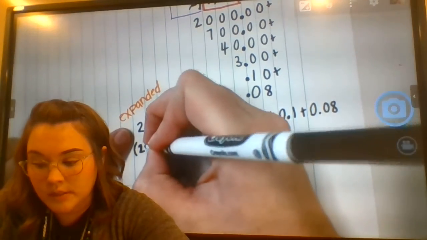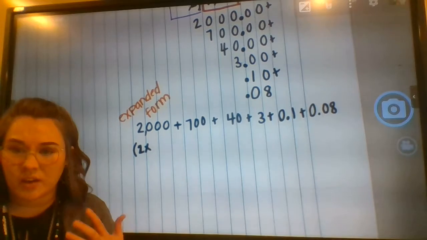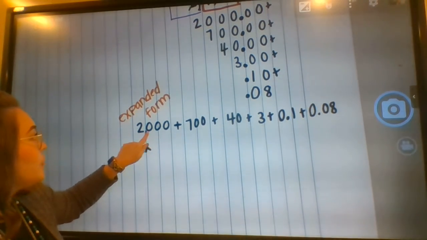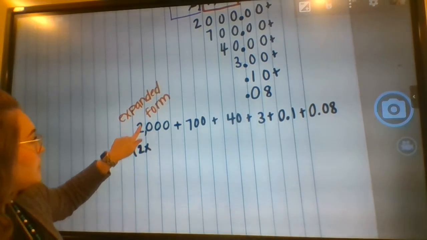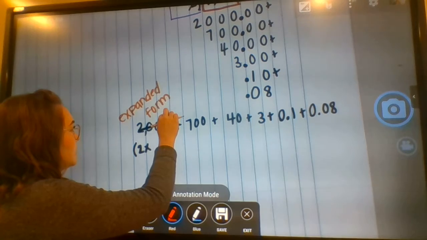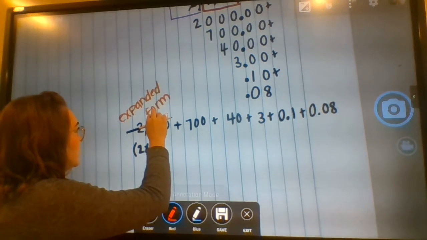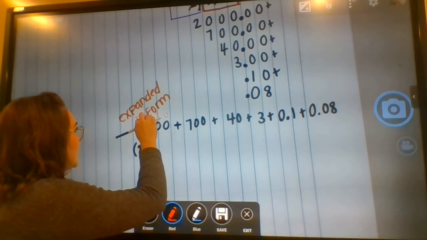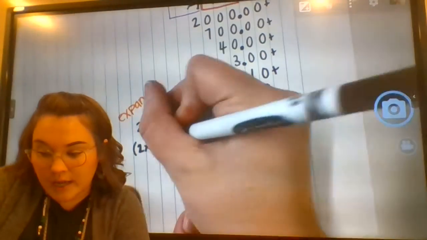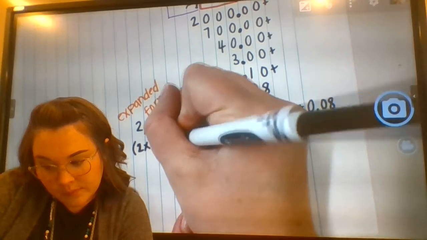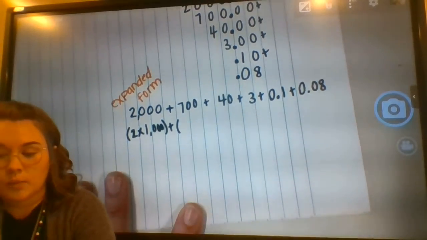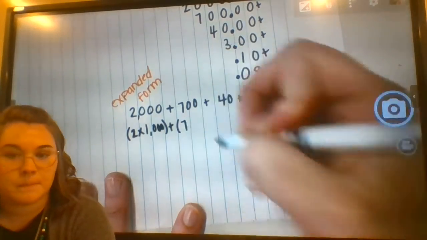And we're going to multiply it by whatever place value that 2 is in. So we know that this is thousands. That 2 is in the thousands place because we know that this is the ones, tens, hundreds, and we know that this is the thousands place. So we're going to do 2 times 1,000. We're going to add that. Don't forget your parentheses.